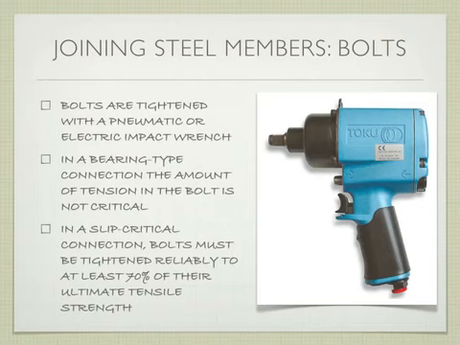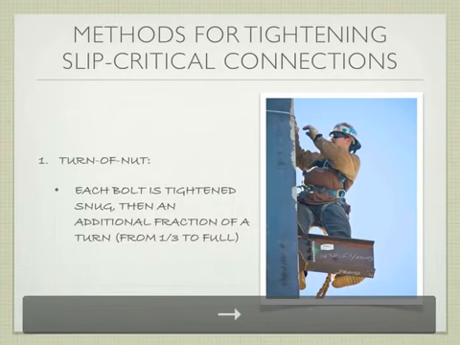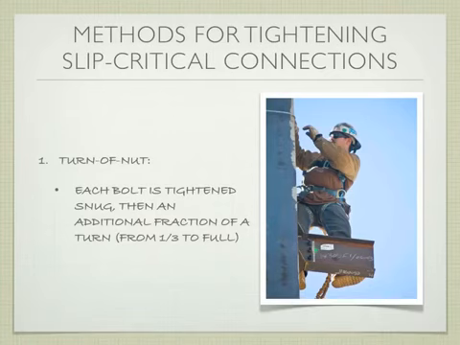In the slip critical connection, where we're trying to establish friction between the two pieces that are being bolted together, the bolts have to be tightened reliably to at least 70% of their tensile strength. So we need some way of determining how tight the bolt is. And there are a variety of strategies for doing that.